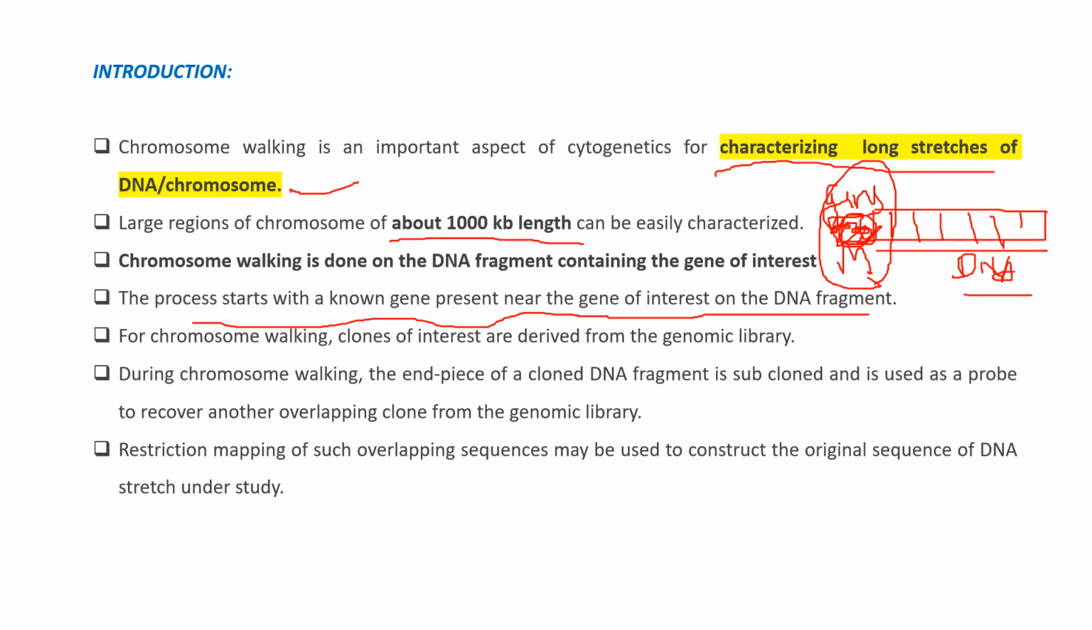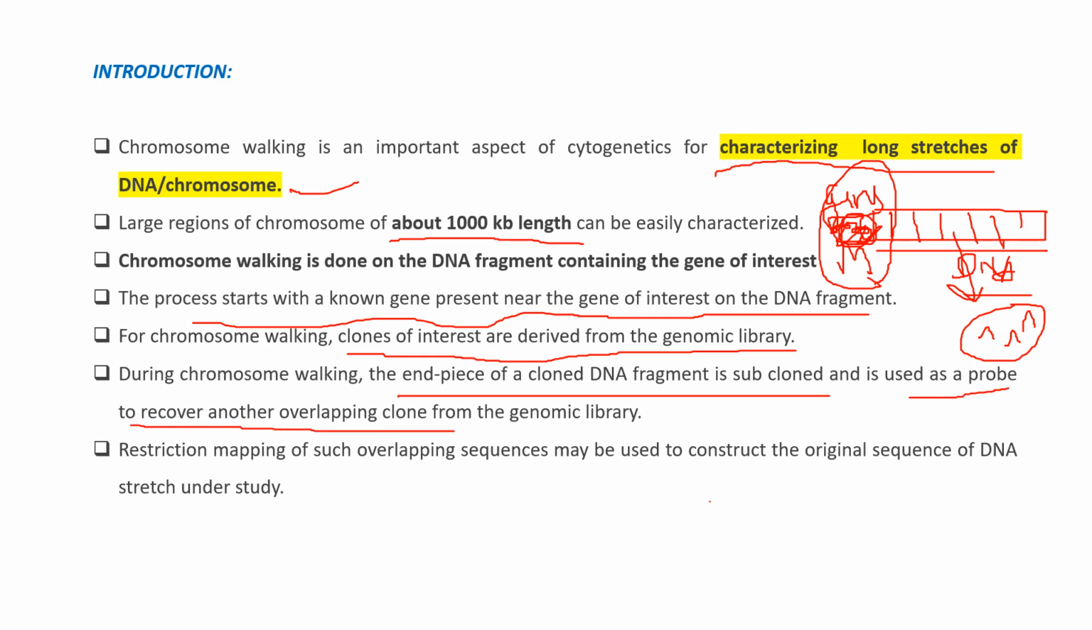Okay, so now how does this work? Different clones are obtained in a genomic library. So first of all, you will create a genomic library from this DNA fragment. And now the chromosome walking experiment is done. So how is that done? The end piece of a cloned DNA fragment is subcloned and is used as a probe to recover another overlapping clone from the genomic library.